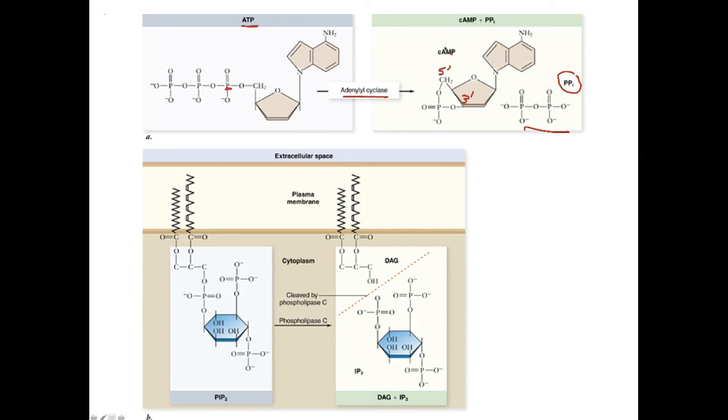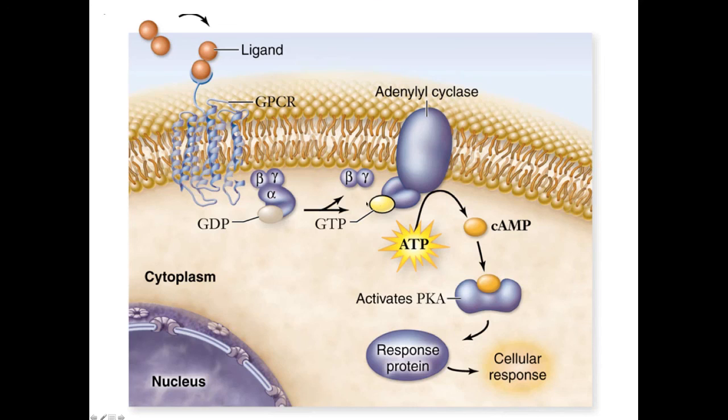But this molecule is called cAMP, or cyclic AMP, because it's cyclic in that the 5' carbon is actually joined to the 3' carbon through a phosphodiester linkage. So cyclic AMP is produced by adenyl cyclase when it is activated by an alpha subunit of a G protein that becomes activated by G protein coupled receptor binding to ligand.